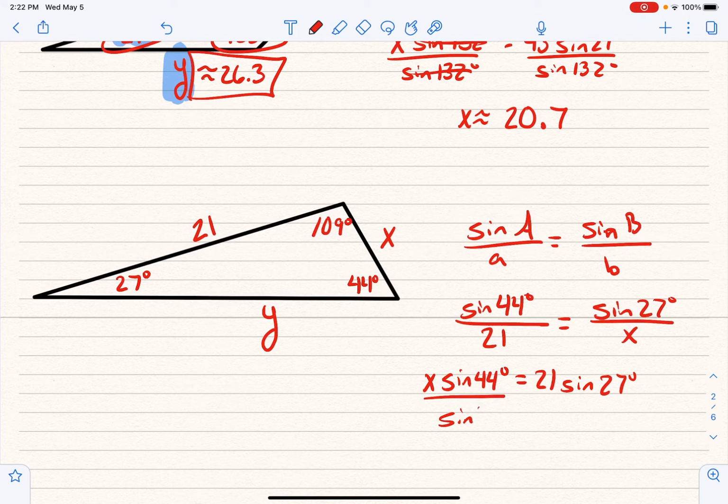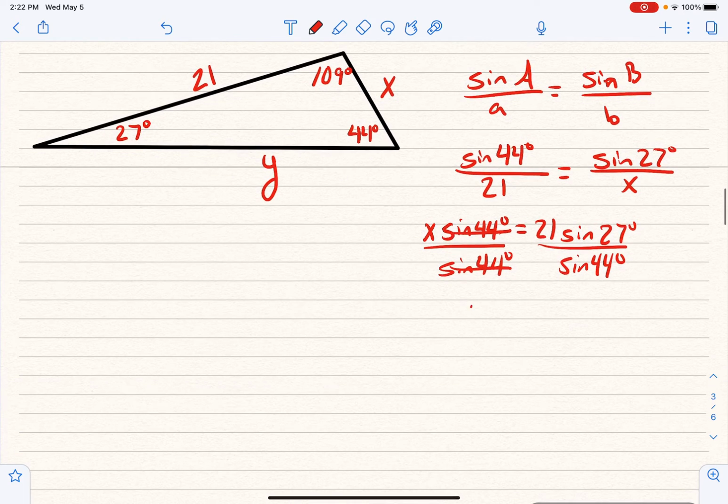Divide both sides by the sine of 44 degrees. Okay, these cancel out, and I get x is equal to 21 times the sine of 27. So I say 21 times the sine of 27 divided by the sine of 44 degrees. Hit enter, and I get that x is about, hopefully you get the same thing, I got about 13.7. Okay, so I'm getting that x is about 13.7.